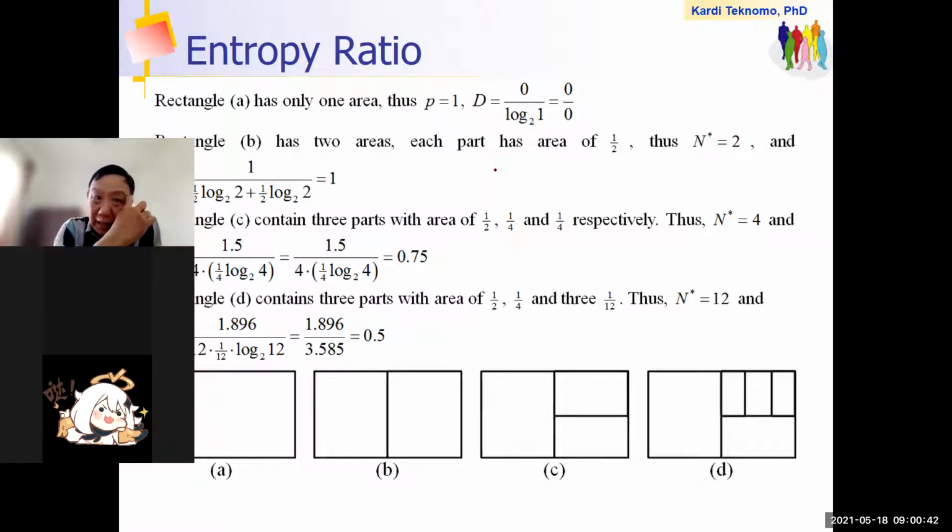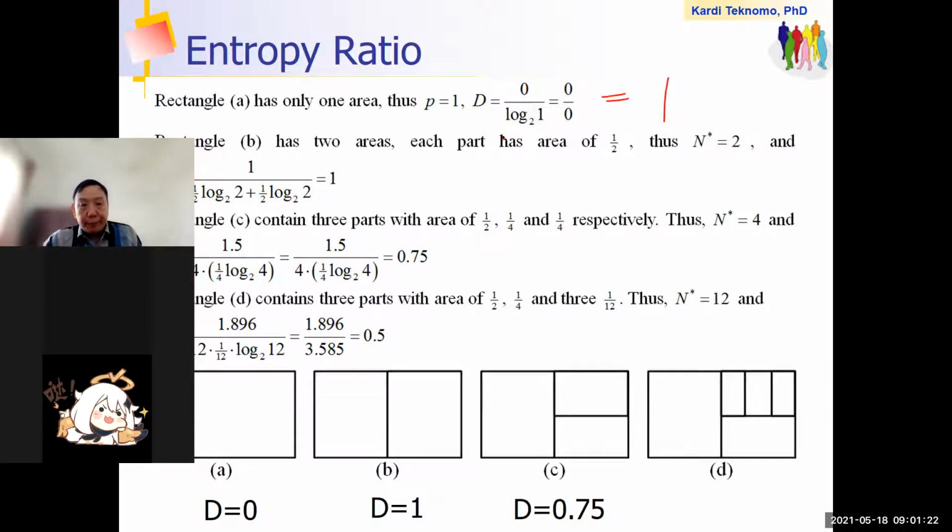Rectangle A has only one area, so P is 1. The entropy ratio here is 0 over 0, which is actually undefined, but by definition, we put it equal to 1. Rectangle B has 2 areas, 1/2 each, n is 2. Then you input it into that formula, and you get an entropy ratio of 1. C has an entropy ratio of 0.95, and D has an entropy ratio of 0.9. So when they have equal probability, the entropy ratio becomes 1.